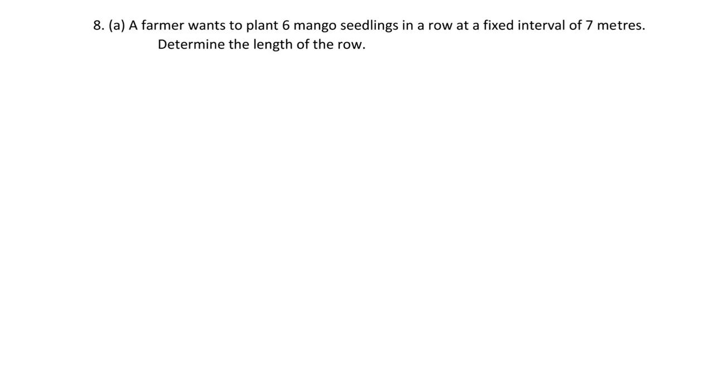Question number 8, part A. A farmer wants to plant 6 mango seedlings in a row at a fixed interval of 7 meters. We are supposed to determine the length of a row. For this one, the length of a row is going to be 5 steps times 7 meters per step, which after solving the values, we are going to get 35 meters. And this is going to be our answer.